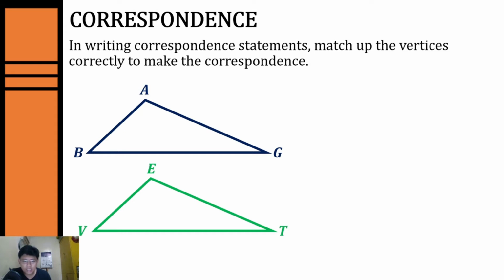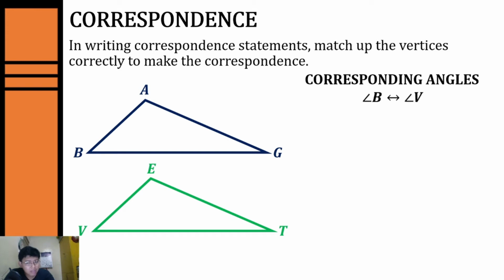For this example, we have triangle BAG and triangle VET. We know that they are similar to each other. Since they are similar to each other, we can say that we have corresponding angles. Angle B corresponds to angle V, angle A corresponds to angle E, and angle G corresponds to angle T.